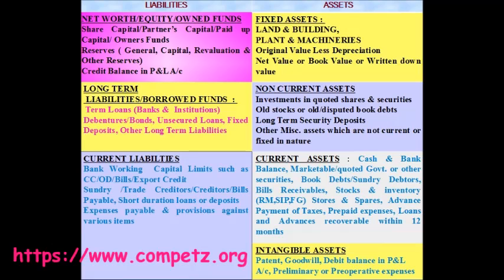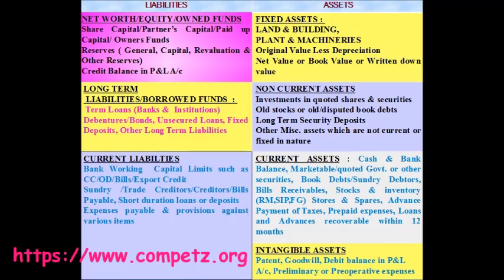Let's see what comes in the asset side. Mainly fixed assets come first: land and building, plant and machinery, furniture and fixtures, where you get depreciation, a reduction in the value of your fixed asset. The original value less depreciation comes as the net value, book value or written down value. Then come non-current assets: investment in securities, shares, old stocks or old disputed book debts, long-term security deposits, and other miscellaneous assets which are not current or fixed in nature.